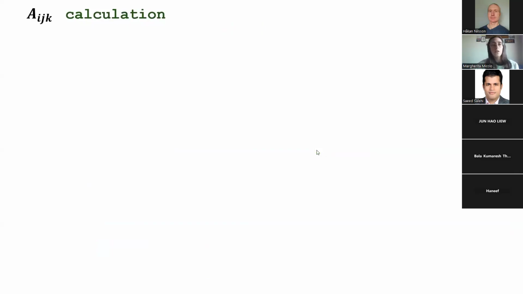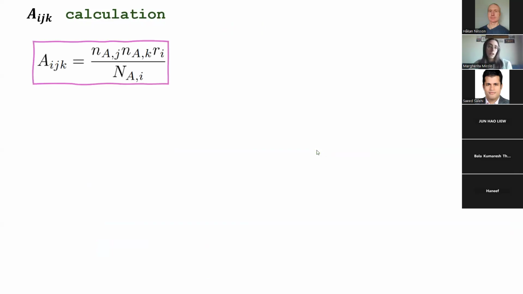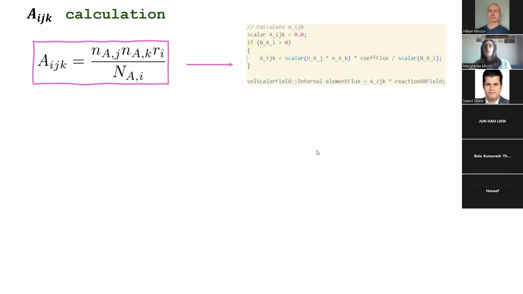So let's see how this is calculated directly in the code. We need to implement this equation. And so we enter in an if cycle where this is calculated. We say that we want to calculate this quantity only for the reactions that have a total number of atoms A, so for example, in our case, the hydrogen, which is greater than 0. Otherwise, we ignore this. We keep this value equal to 0 because it's not contributing to that reaction.